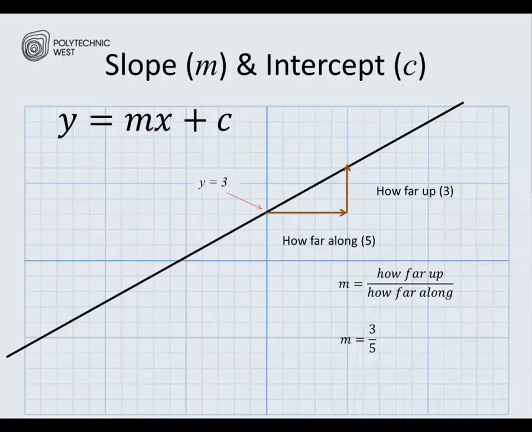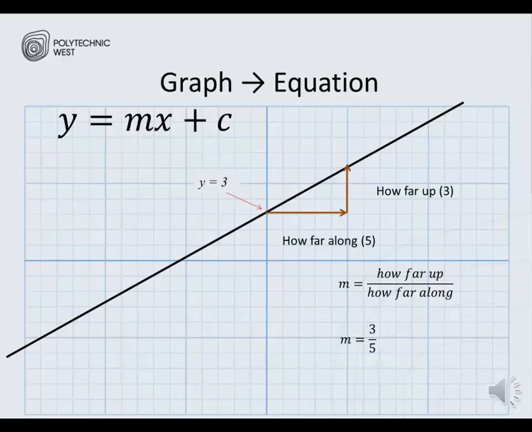Here we've got everything put onto one page. We have a slope, m, we have an intercept, c. If you have a graph and you want to find the equation, the equation is y equals mx plus c. That's the equation of a straight line, a linear equation. What that means is for a given x, you can calculate the y value.